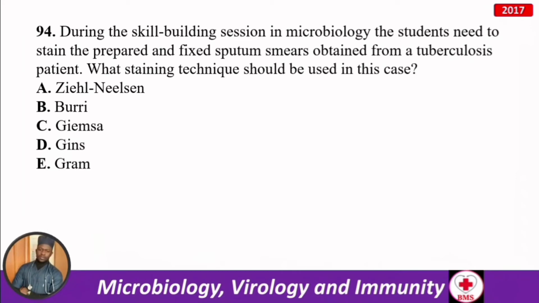During the skill building session in microbiology, the students need to stain the prepared and fixed sputum smears obtained from a tuberculosis patient. What staining technique should be used in this case? Tuberculosis is caused by Mycobacterium tuberculosis. This bacteria is acid fast, so for acid fast bacteria, we use the Ziehl-Neelsen staining method.